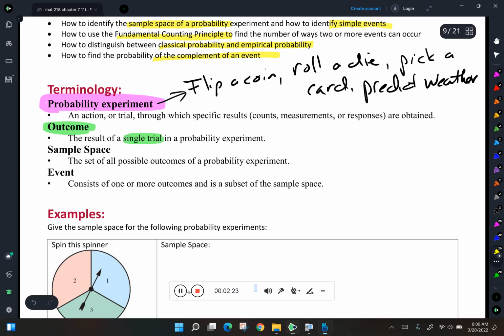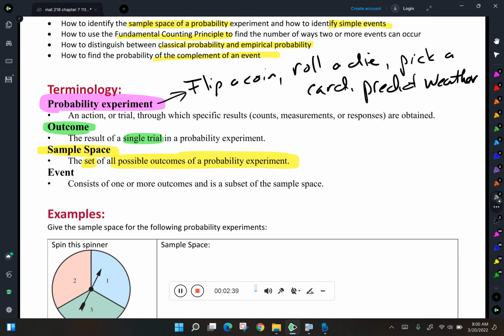Sample space. The sample space is the set, so think back to section 7.1 through 7.2, the set of all possible outcomes of the experiment. So everything that could happen.